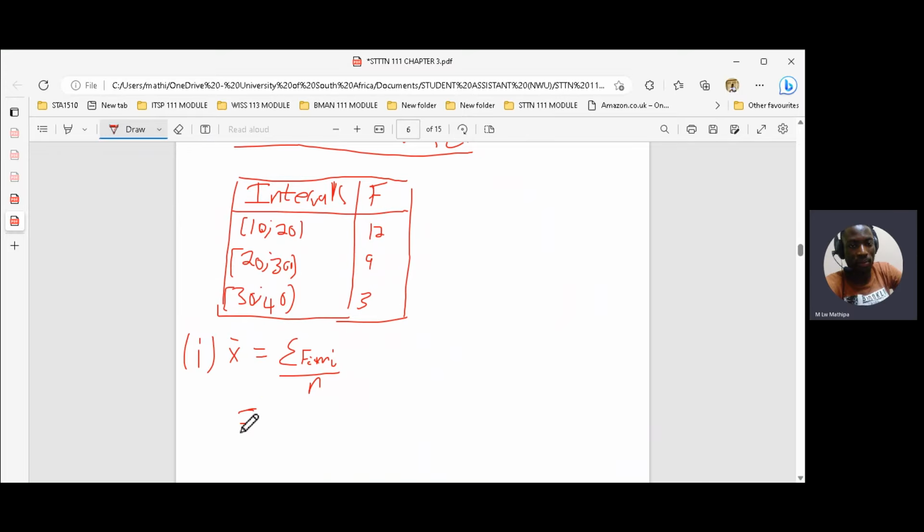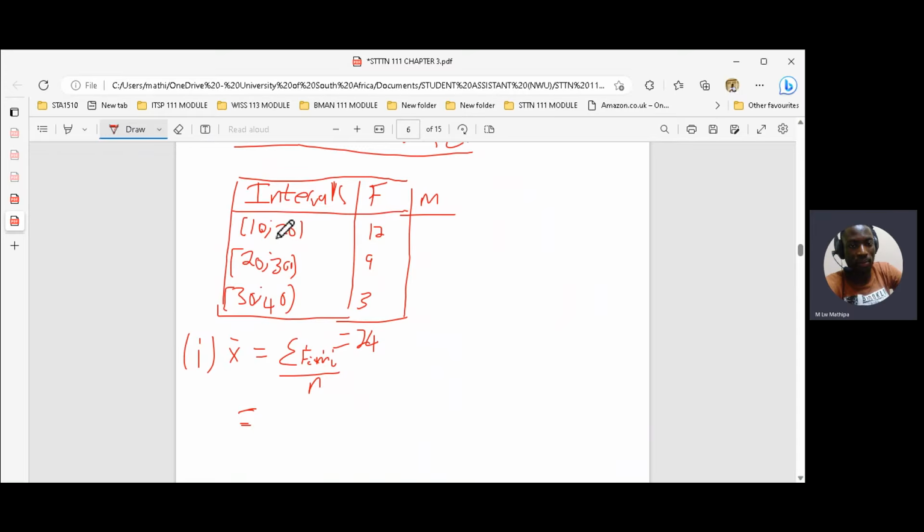Therefore, the mean is equal to what? Let's calculate the number of observations or the sample size, which is 12 plus 9 plus 3, which will give you 24. Okay, that's great. And then now you can all see that they want the frequency and also the midpoint, meaning that we have to add a column here for midpoint. How do you calculate the midpoint?